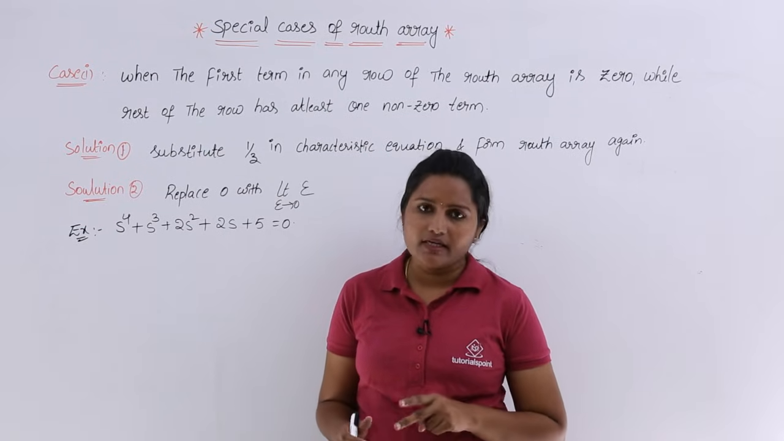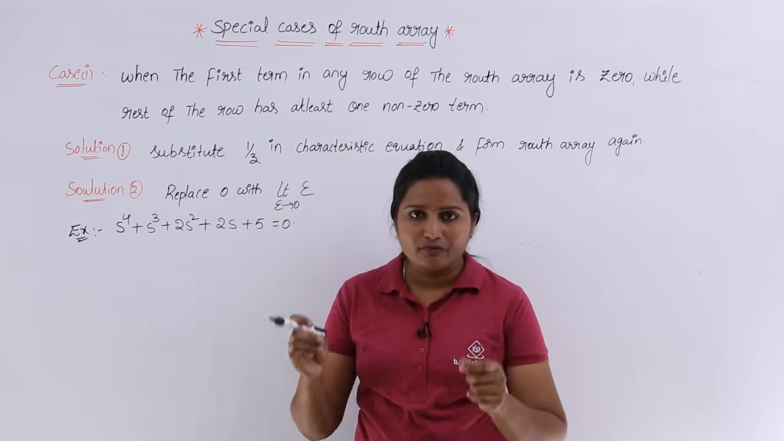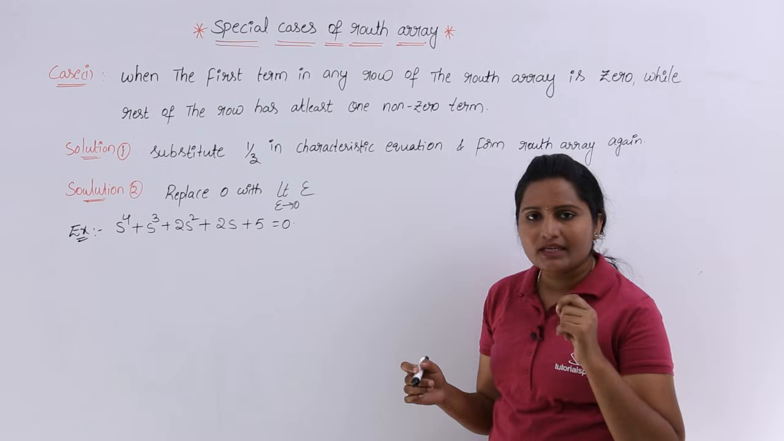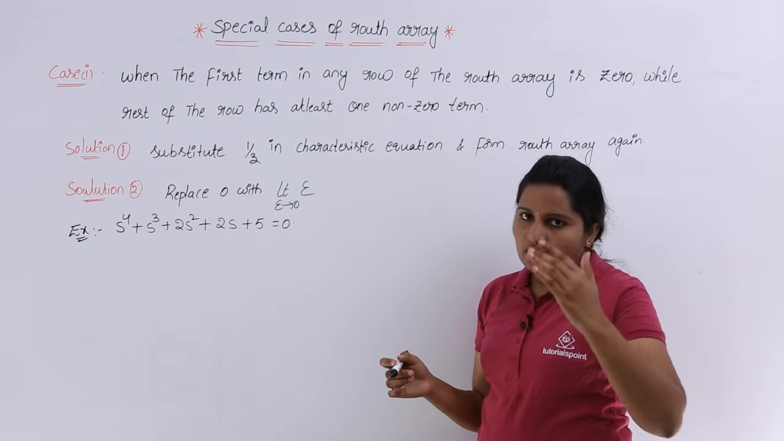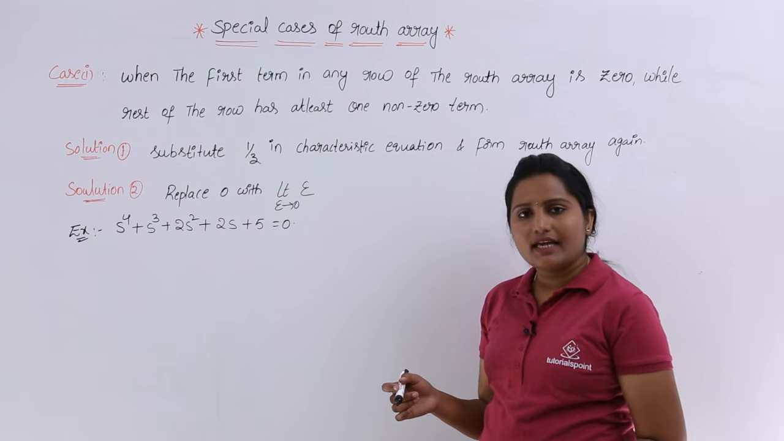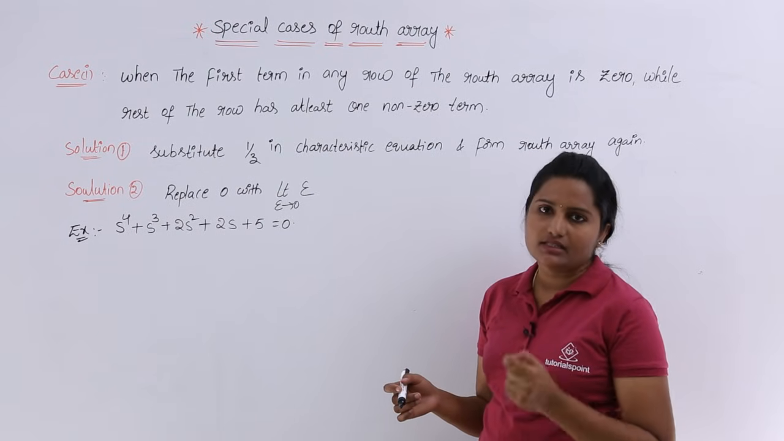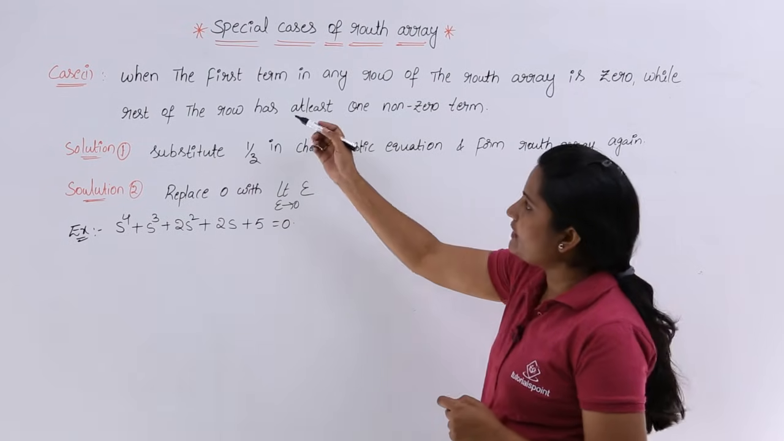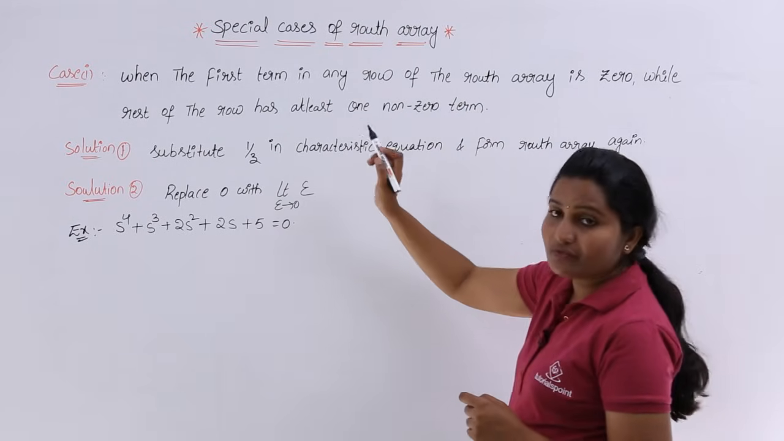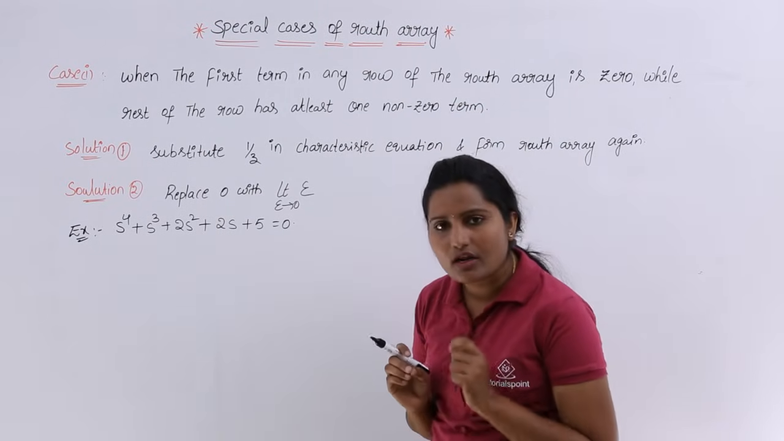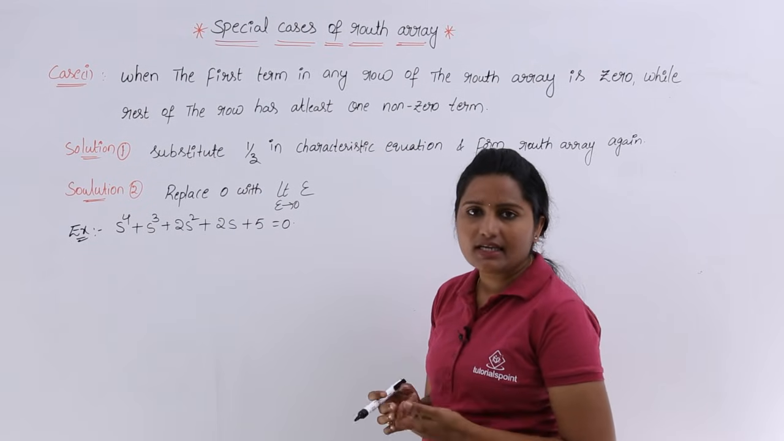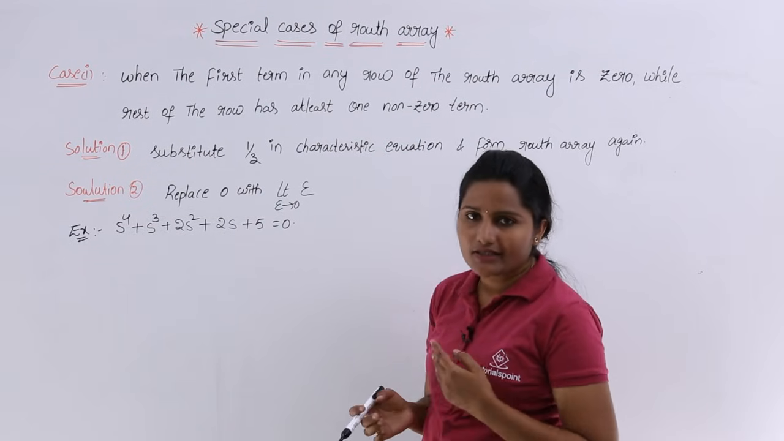Two types of difficulties you are going to get in forming the Routh array. The first difficulty is when the first term in any row is equivalent to 0, while the rest of the elements in that row have at least one non-zero element. So, when the first term in any row of the Routh array is 0, while the rest of the row has at least one non-zero element, this is considered as the first case in special cases, or the first difficulty.